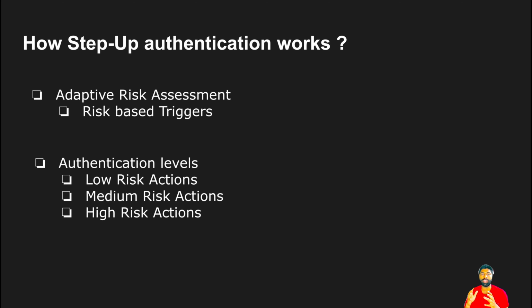So let's understand how step-up authentication works. Step-up authentication uses a mechanism called adaptive authentication, which is also called risk-based authentication. Adaptive authentication or risk-based authentication works by creating a profile for each user, which includes information such as user's geographical location, registered devices, role, and any more information.